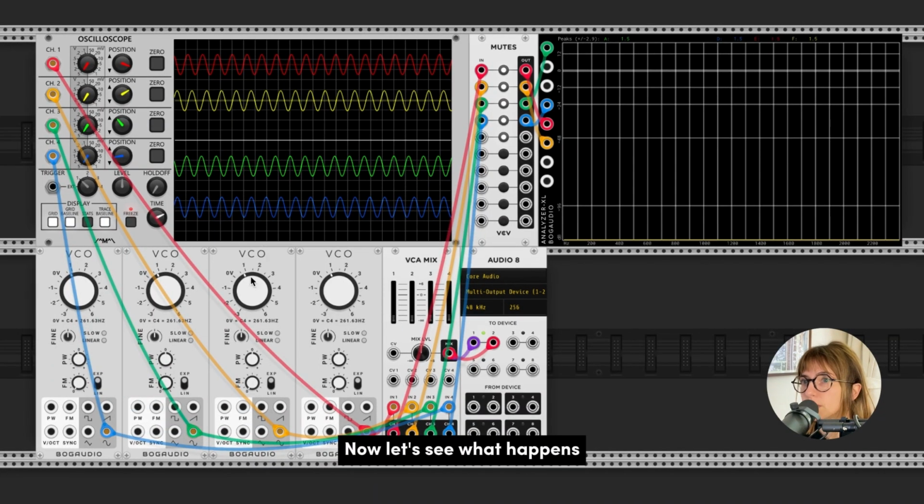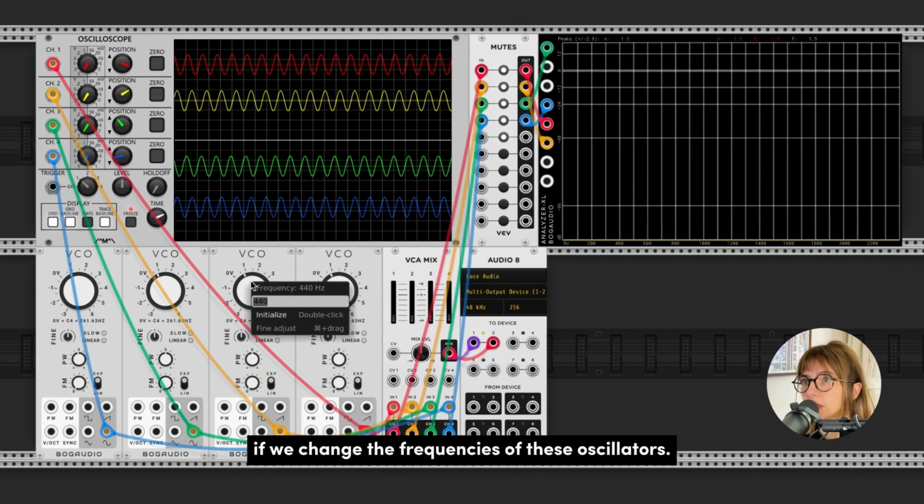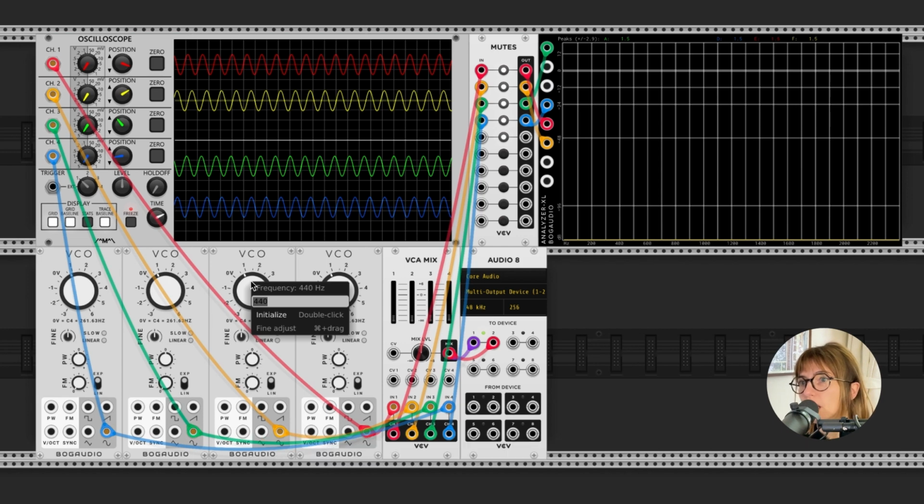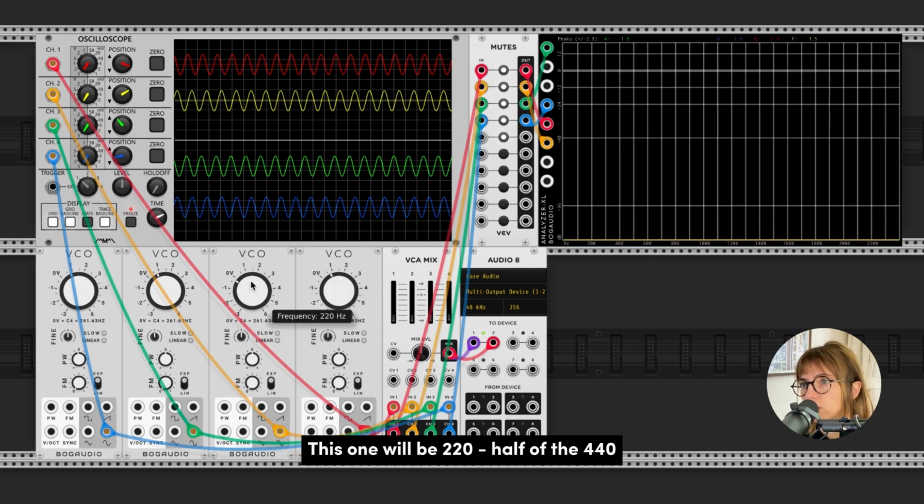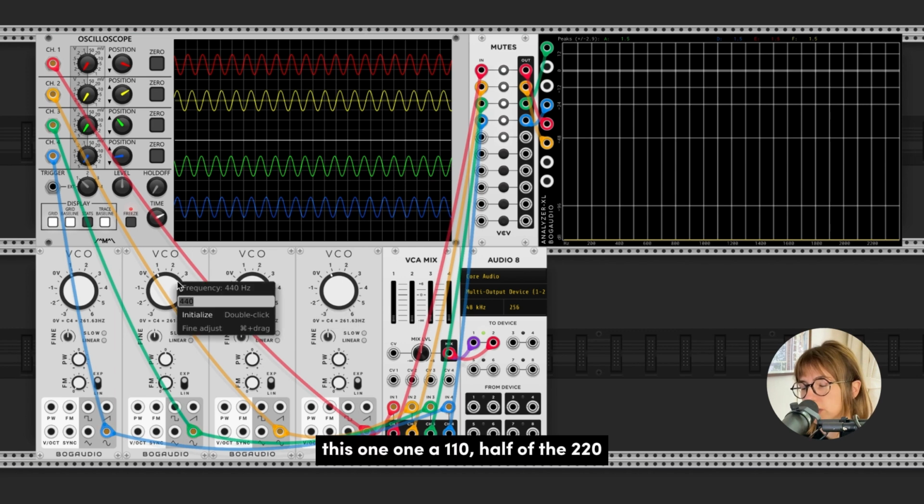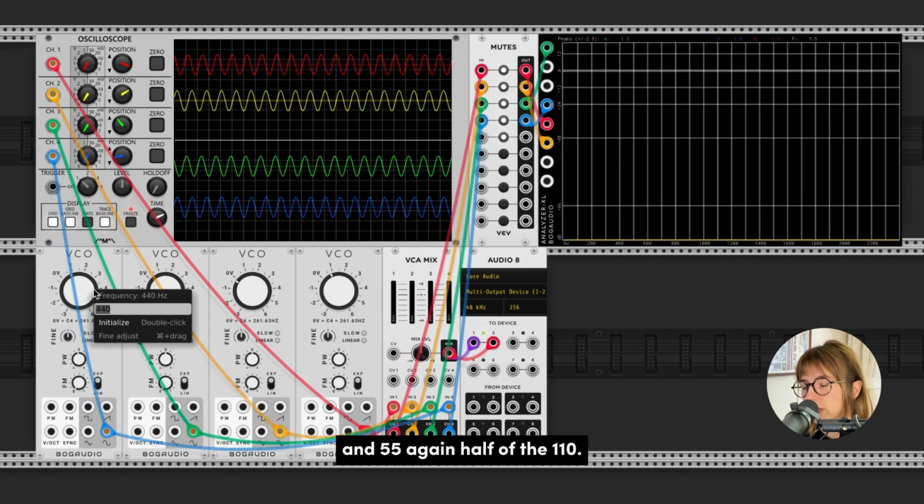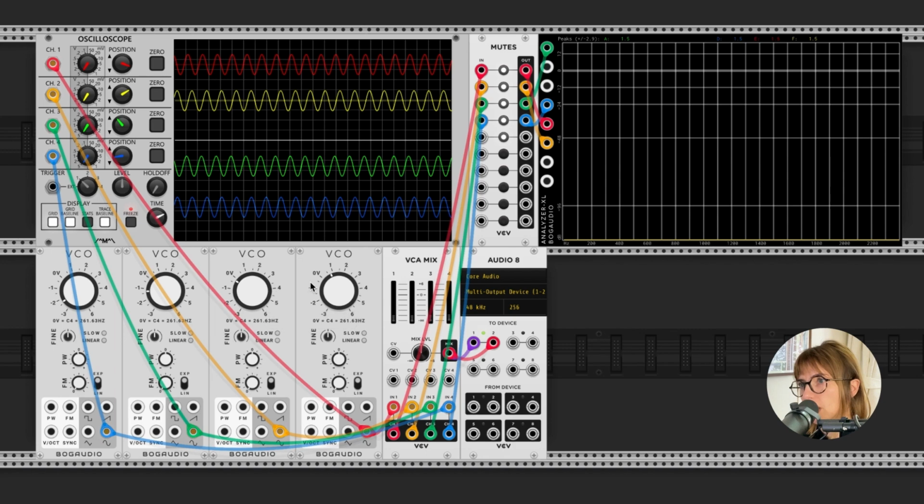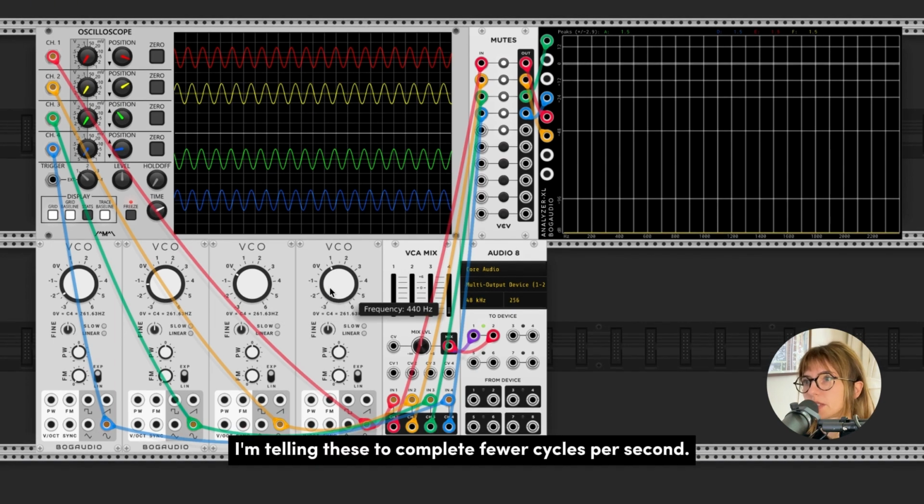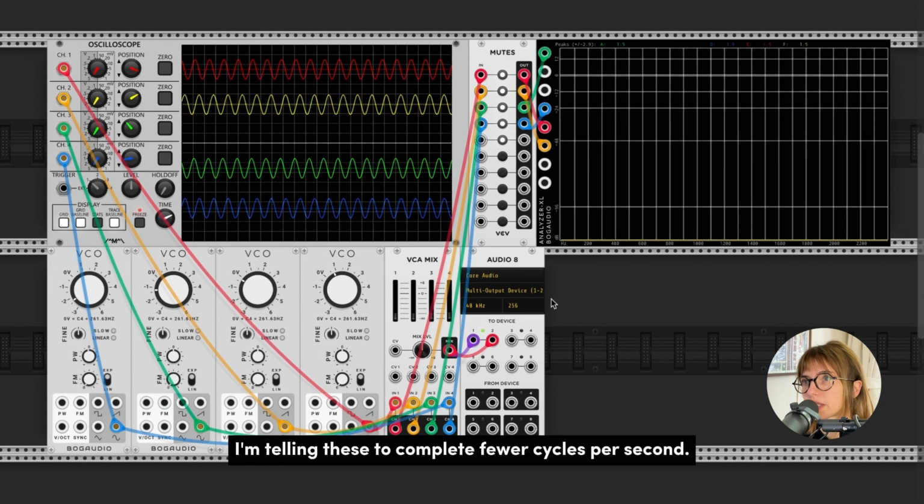Now let's see what happens if we change the frequencies of these oscillators. And this one will be 220, half of the 440. This one a 110, half of the 220, and 55, again half of the 110. So I'm telling these to complete fewer cycles per second.